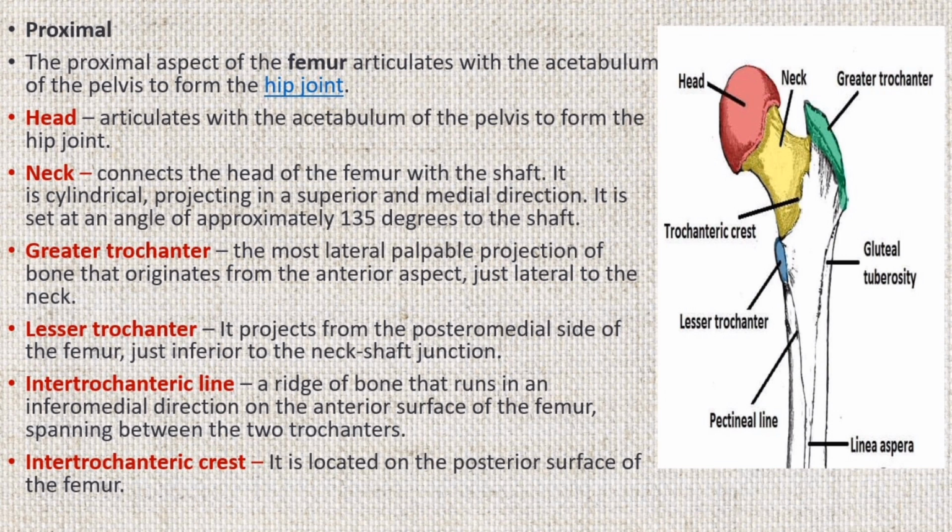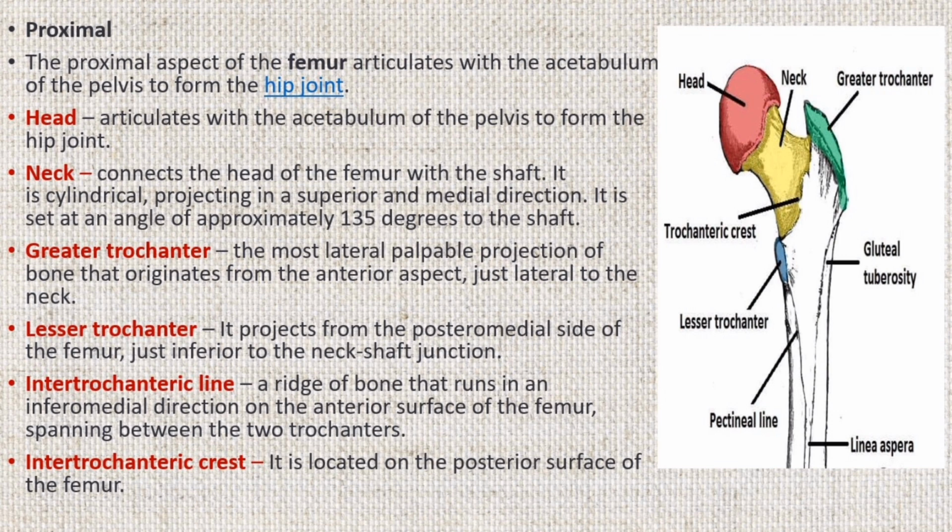Lesser trochanter. It is smaller than the greater trochanter. It projects from the posteromedial side of the femur, just inferior to the neck shaft junction. It is the site of attachment for iliopsoas, forceful contraction of which can cause an avulsion fracture of the lesser trochanter.